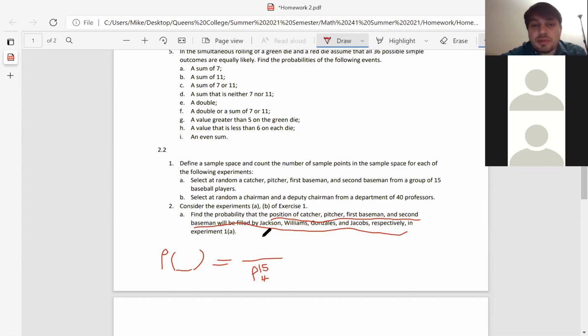Now the numerator is just the number of ways of choosing a catcher, pitcher, first base, and second baseman with Jackson, Williams, Gonzalez, and Jacobs, respectively. There's only one way to do that. So the probability is 1 over 15P4. That's 1 over 15 times 14 times 13 times 12. Does that make sense?